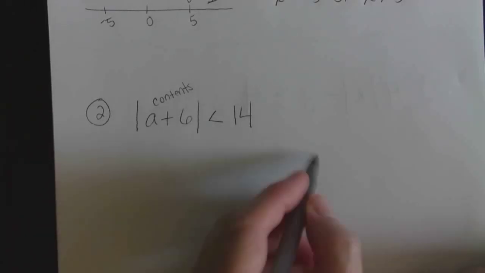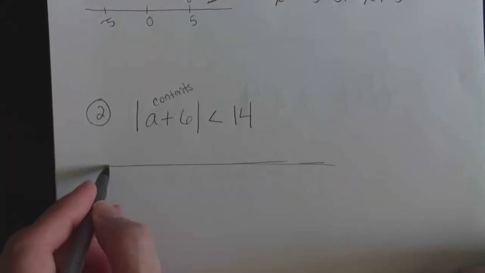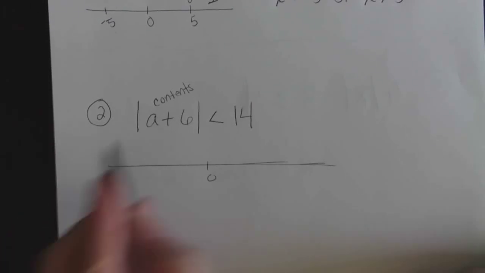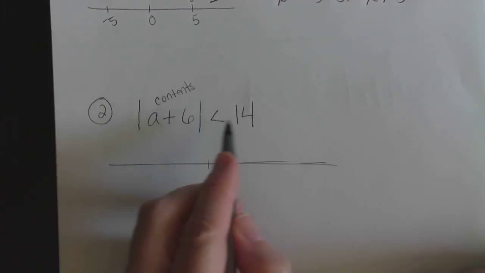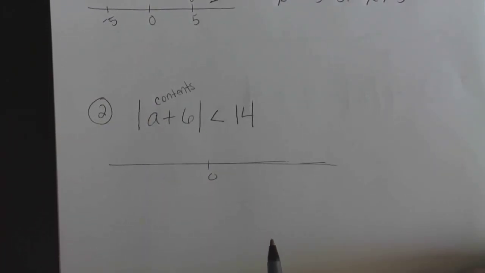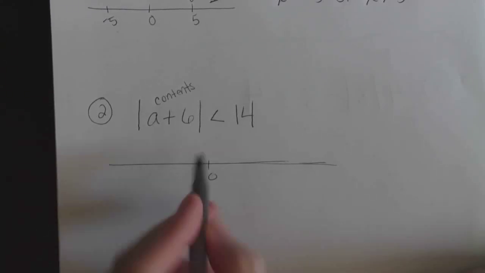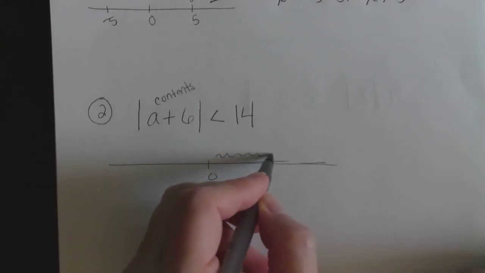Less than 14 away from 0. Now, can you kind of see the barrier there? So like here's the number line, right? Here's 0. These contents cannot exceed 14 away from 0.